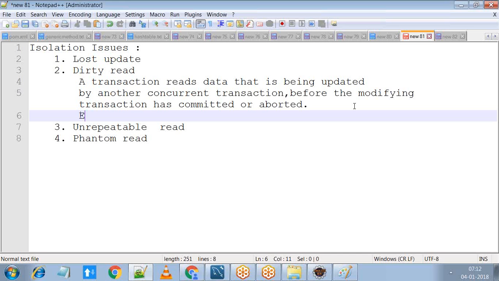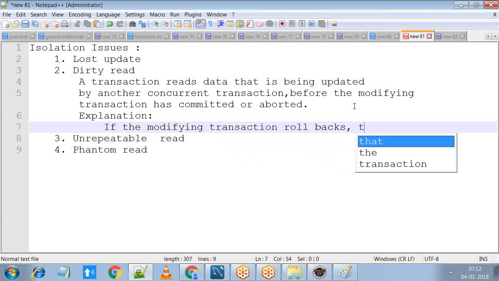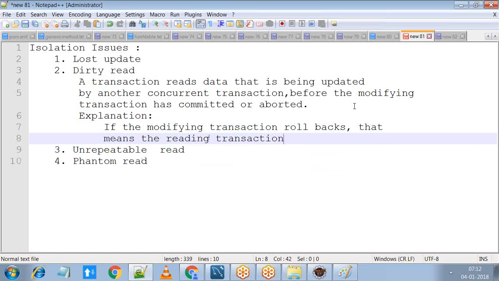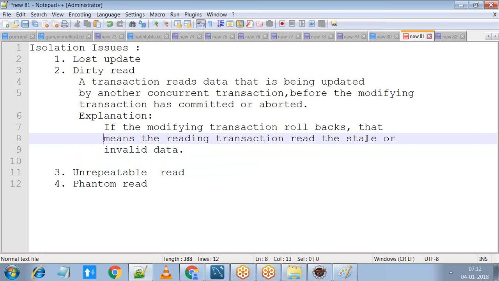So here, further we can have an explanation. If the modifying transaction rolls back, that means the reading transaction read the stale or invalid data, because the changes which were done were just stored temporarily over there, right? Yes.